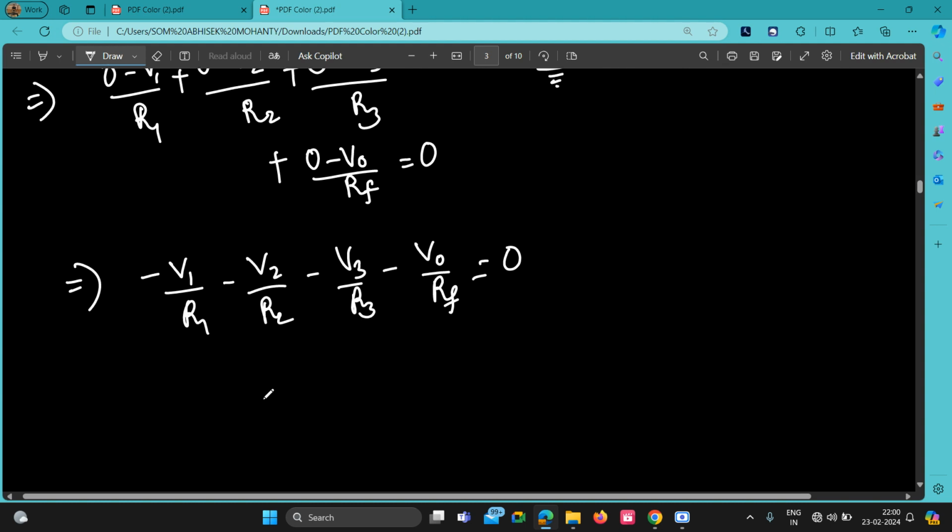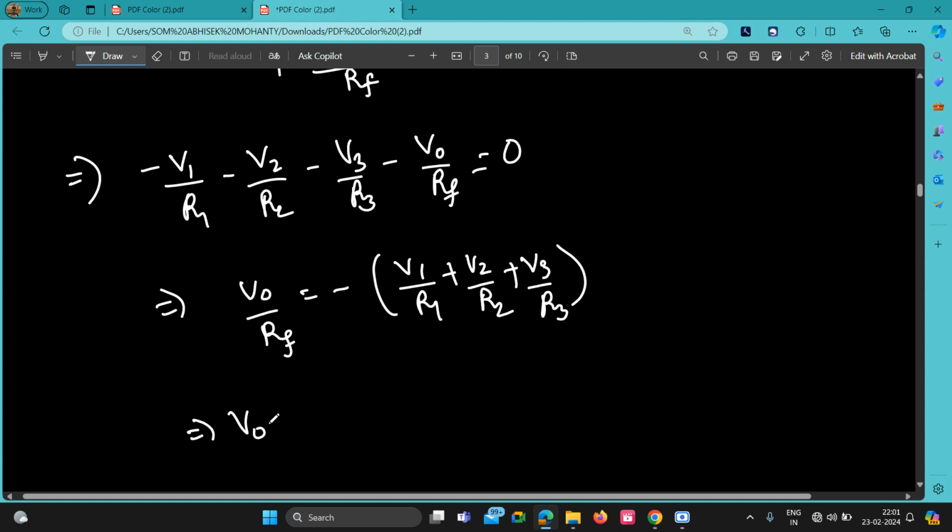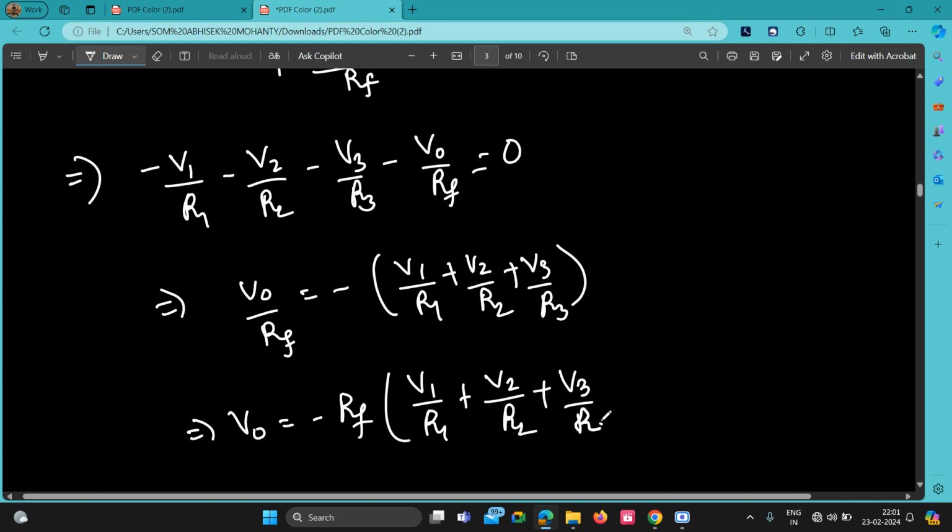So I can write it as V naught by Rf is equal to minus of V1 by R1 plus V2 by R2 plus V3 by R3, whole. I will take Rf in the next step. So V naught is equal to minus Rf times V1 by R1 plus V2 by R2 plus V3 by R3. Is it all right?